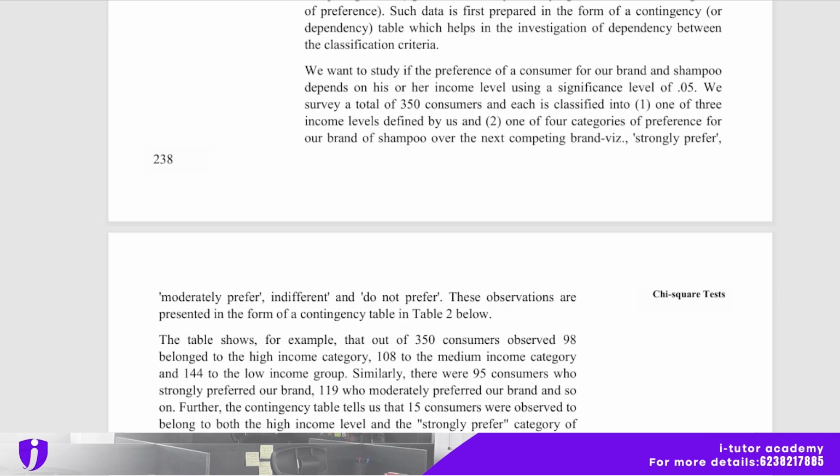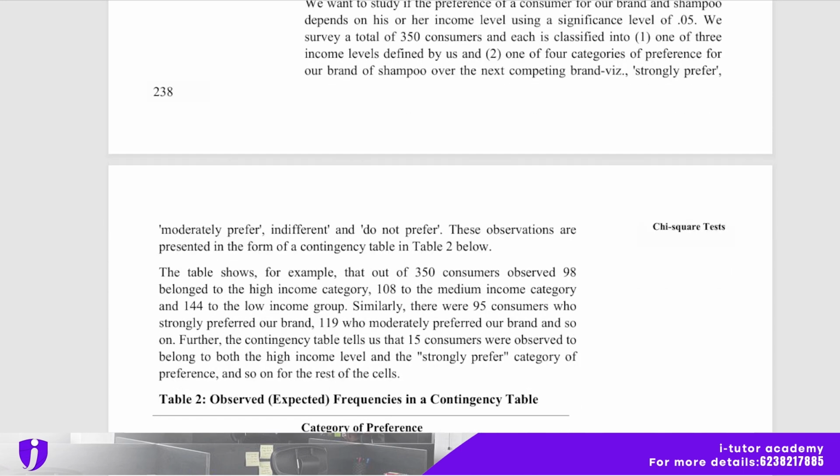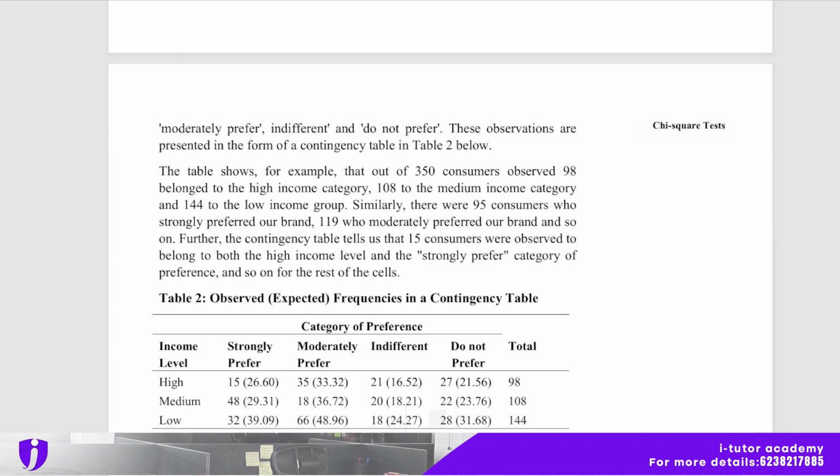We survey a total of 350 consumers, and each is classified into one of three income levels defined by us and one of four categories of preference for our brand of shampoo over the next competing brand: strongly prefer, moderately prefer, indifferent, and do not prefer. These observations are presented in the form of the contingency table below. Here is the table: high, medium, low income levels, and the categories of preferences.